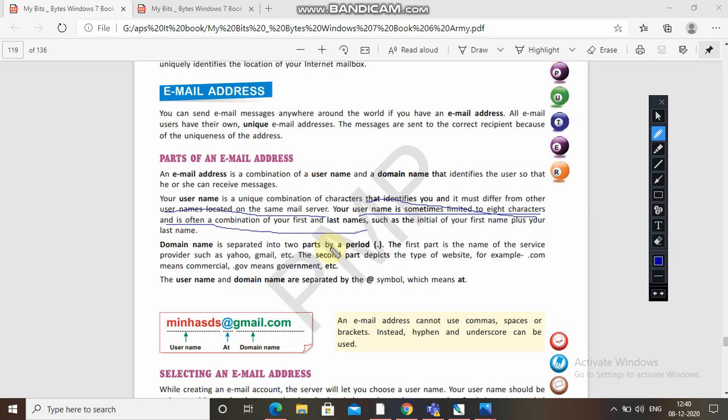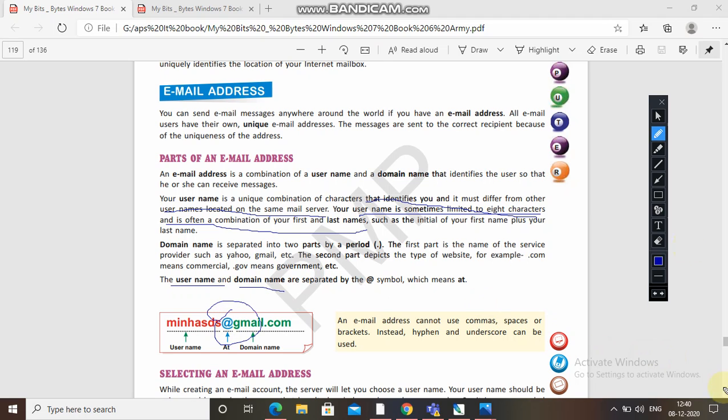The username and domain name are separated by the @ symbol, which means at. Okay, so these two are separated by a symbol that is @. An email address cannot use commas, spaces or brackets. Instead, hyphen and underscore can be used.